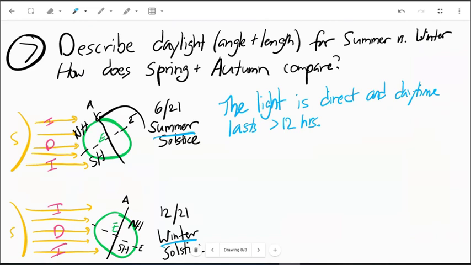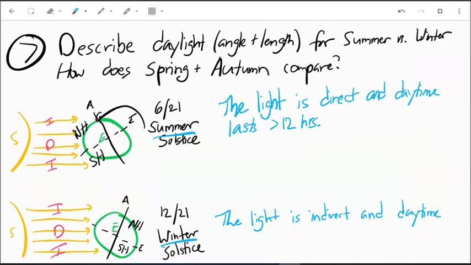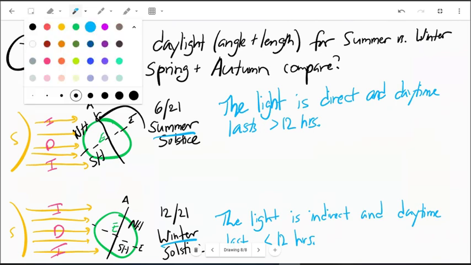Opposite's true for winter. The light is mostly indirect. And daytime lasts less than 12 hours. Okay? Well, that's great, but how does spring and autumn compare?